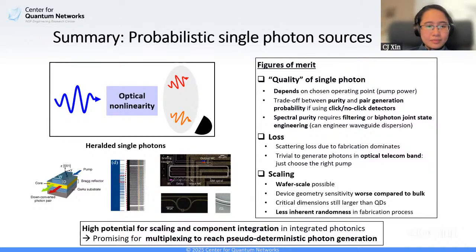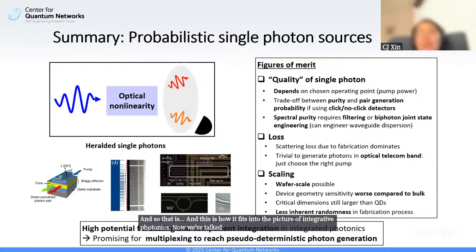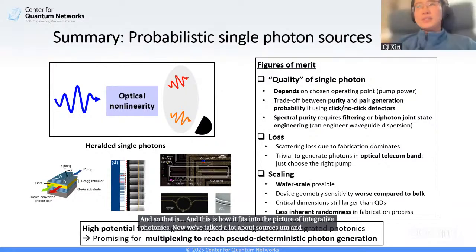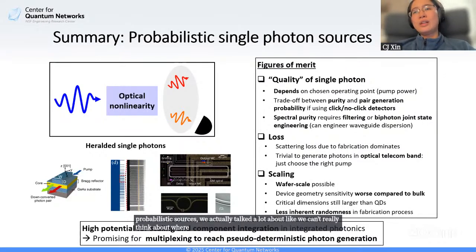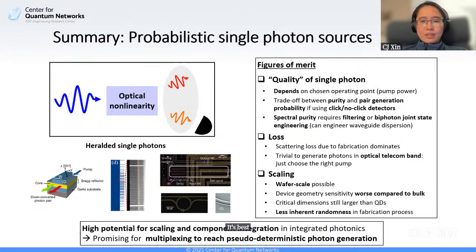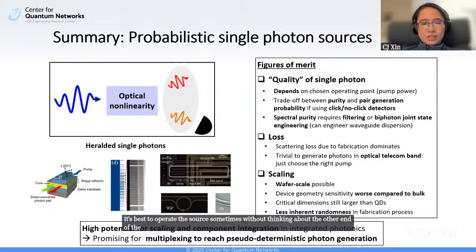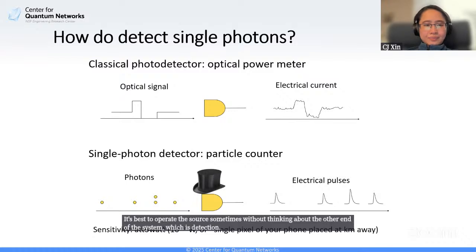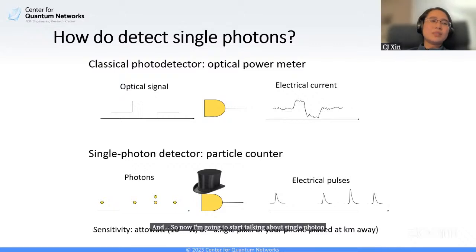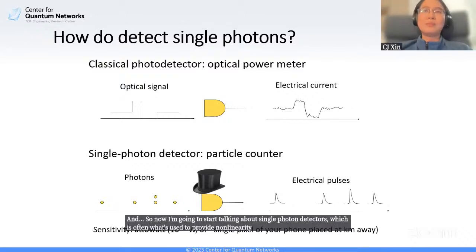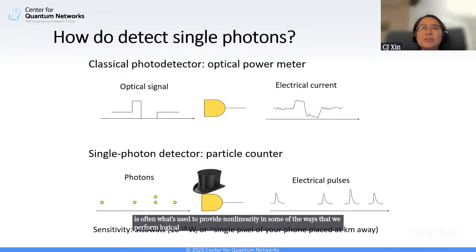And so that is it. And this is how it fits into the picture of integrated photonics. Now, we've talked a lot about sources, and in the section on probabilistic sources, we talked a lot about how we can't really think about where we want to operate the source without sometimes thinking about the other end of the system, which is detection. And so now I'm going to start talking about single photon detectors, which is often what's used to provide nonlinearity in some of the ways that we perform logical operations on photonic qubits.